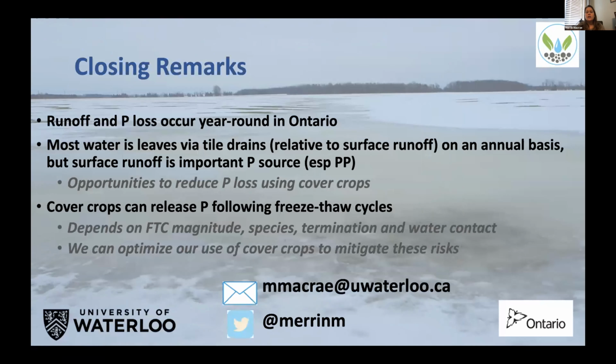losses. So my closing remarks are that runoff and phosphorus, these do occur year-round in Ontario. In Ontario, we find that most of our water leaves through tile drains, but a lot of our phosphorus is leaving in surface runoff, especially particulate phosphorus. So there are opportunities to reduce phosphorus loss using cover crops.